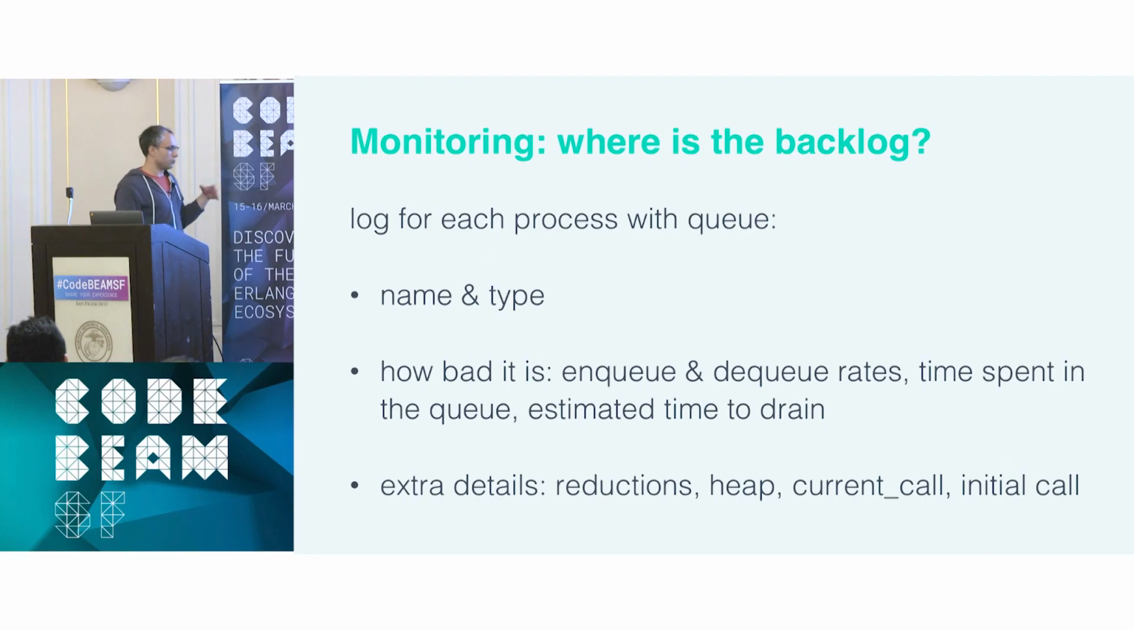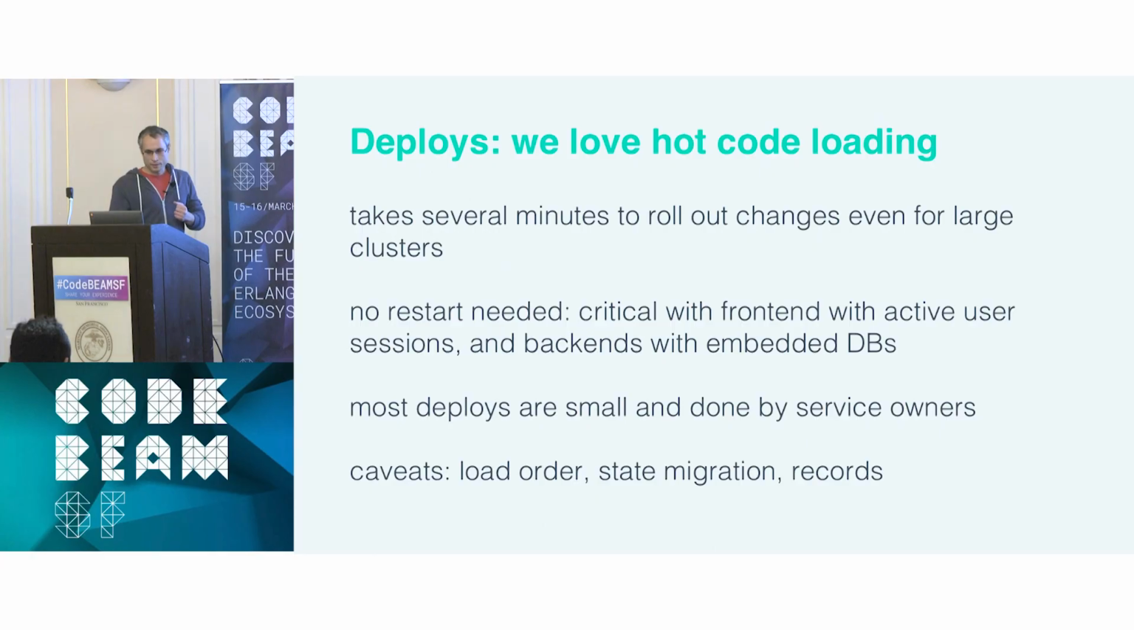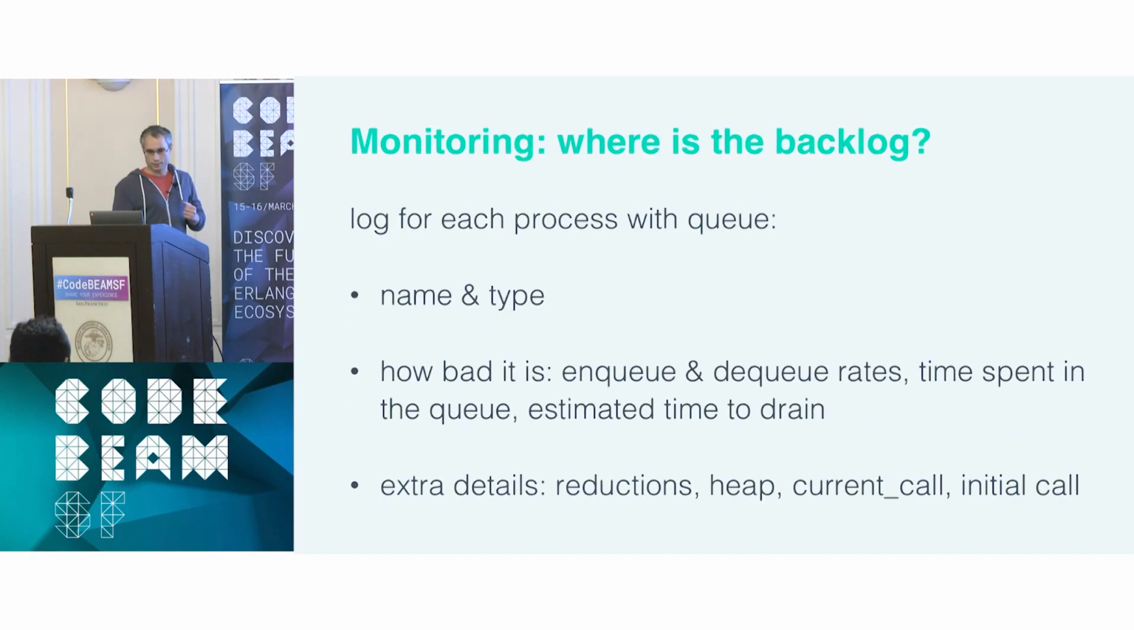So once we kind of know what's roughly going on, we can go granular and see some of the things about the specific queues build up. For that, we log for each process that has a non-zero queue information about it, like what kind of process is it, and how bad is the problem, whether it keeps queuing or it's actually draining, for example. And then some extra information to give us an insight about why it's happening. And oftentimes we would use that for forensic analysis, like a node crashes, then we go there and see what exactly went wrong.